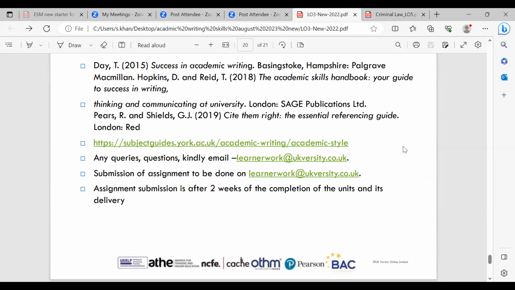If you have any issues, you need to go to learnerwork@ukvarsity.co.uk, and submission of your assignment will be done via learnerwork@ukvarsity.co.uk, and it's 2 weeks after the unit is finished. So tomorrow the unit will finish, and then you will be doing your assignment, which we'll go through tomorrow as well. Then you must submit that on LearnerWork. Make sure you're using Harvard referencing, checking your grammar, and avoiding bullet points, and it needs to flow. And you need to identify clearly what you are doing in each assignment, which we'll go through more tomorrow.